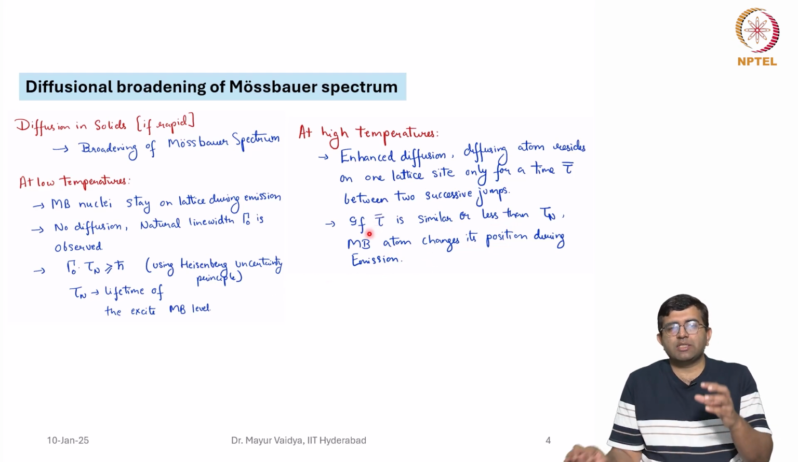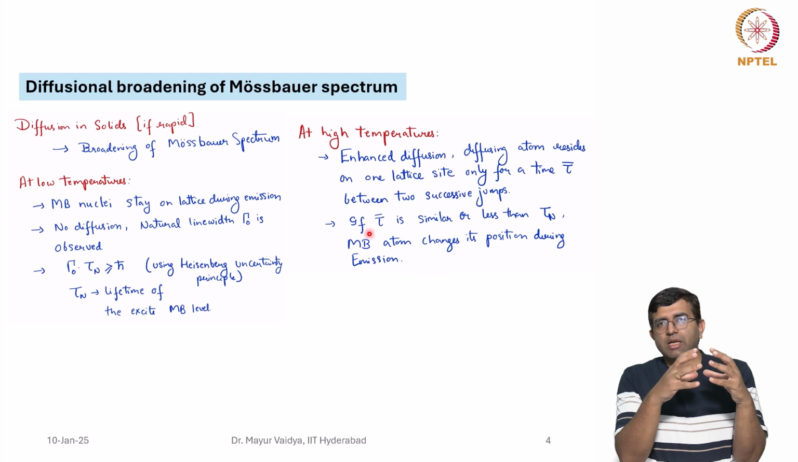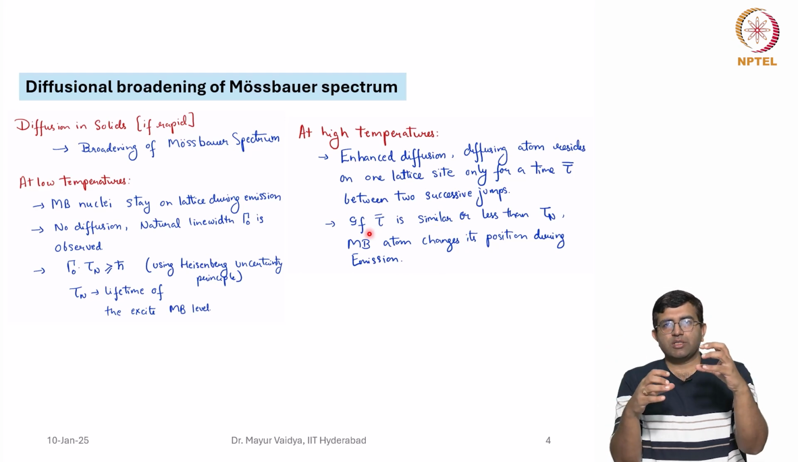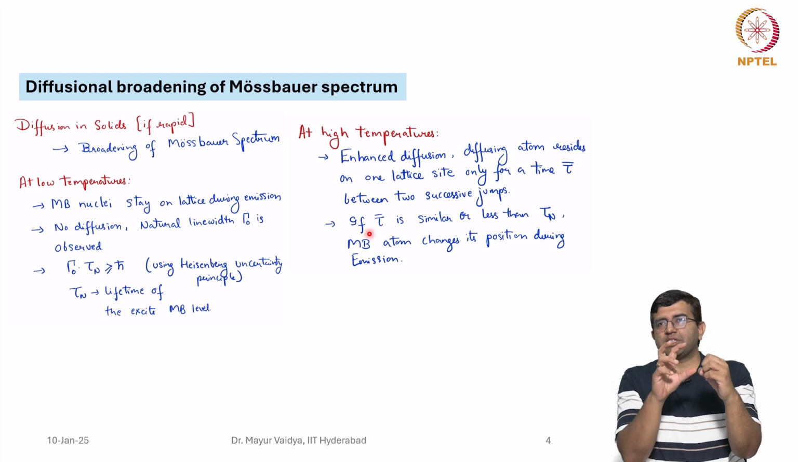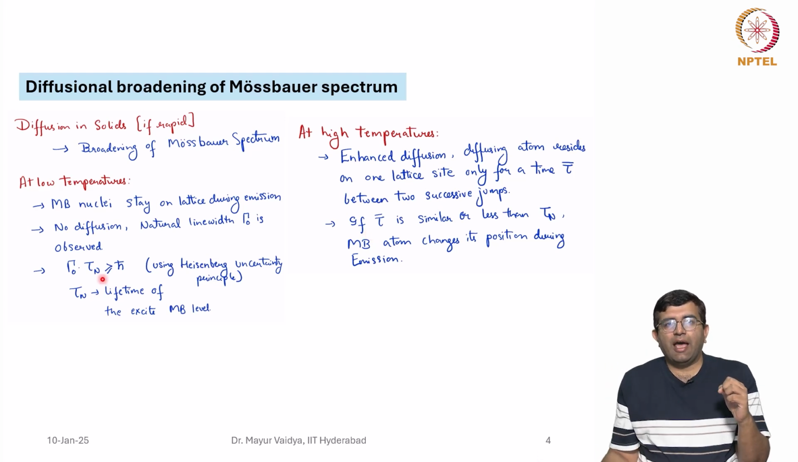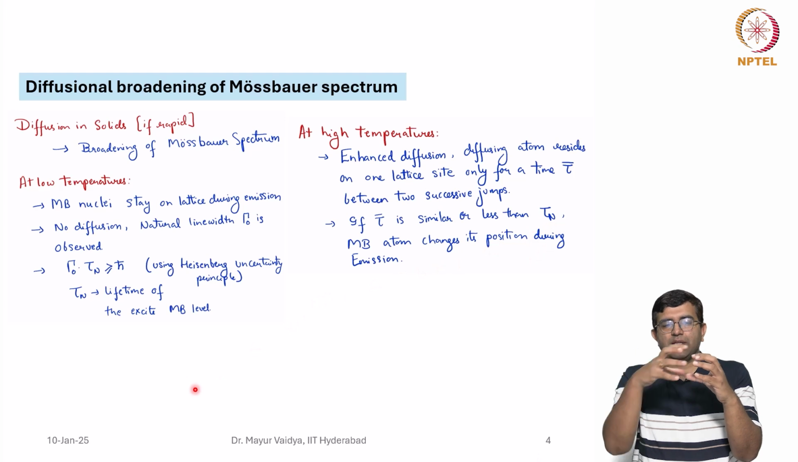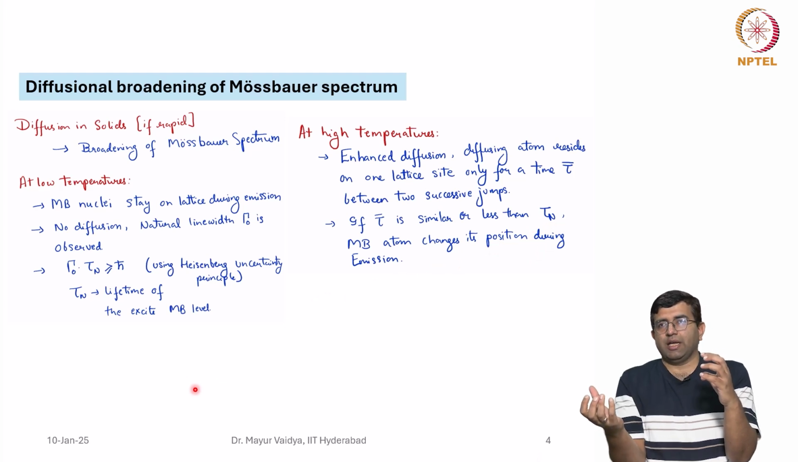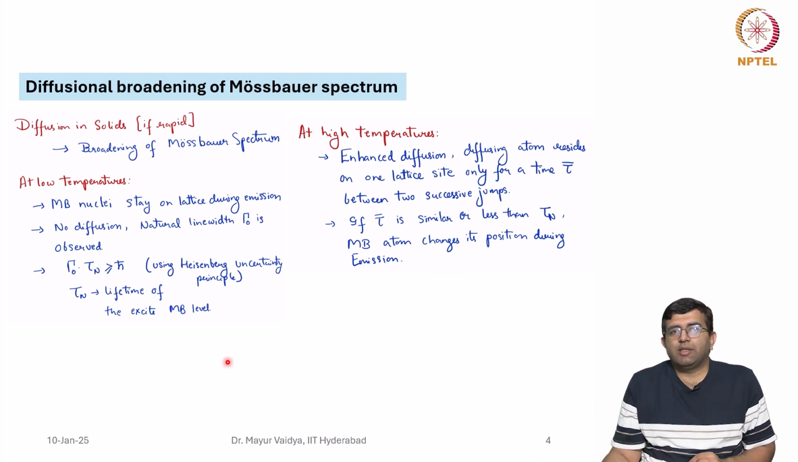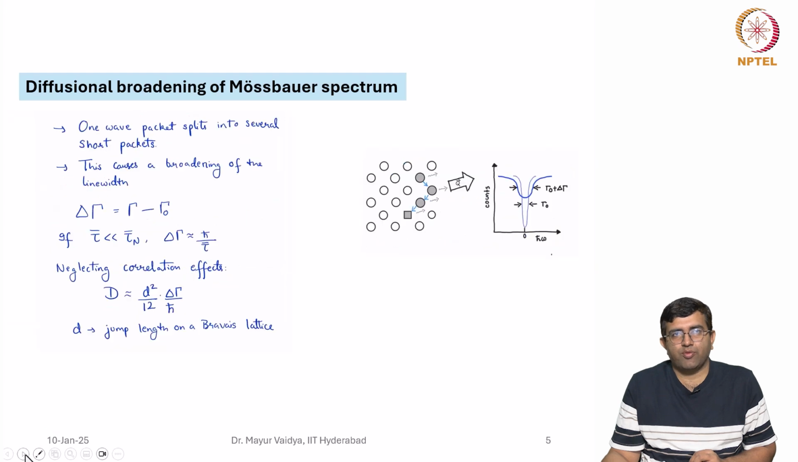This tau bar is the time between the two jumps. That means, suppose it is here and here, between the two jumps the time is tau bar, and the lifetime of the excited MB level is tau n. So, if this tau bar is less than tau n, that means by the time the decay happens, the atom would have changed its lattice site. So, that is what is observed for the higher temperatures when the diffusion is rapid enough.